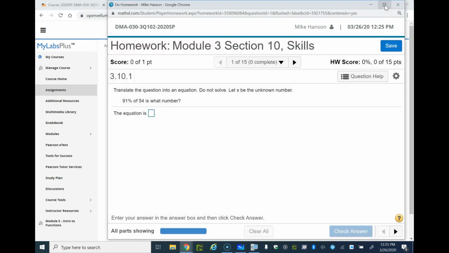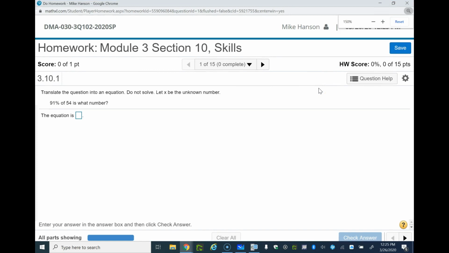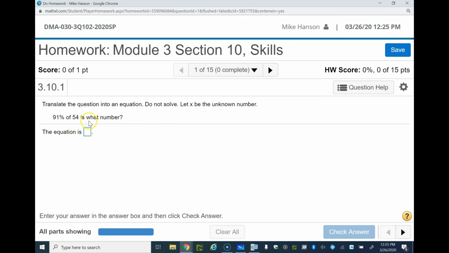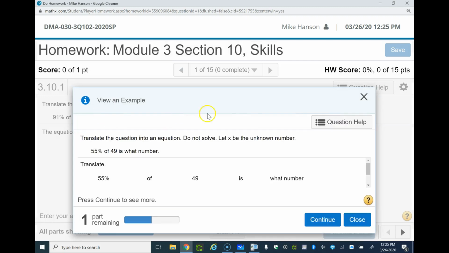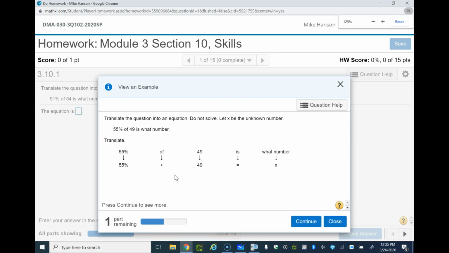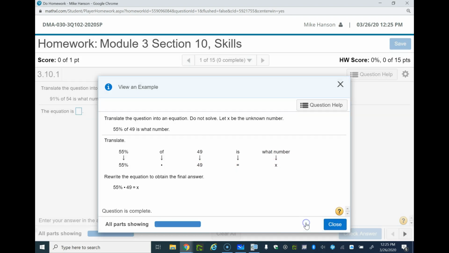In section 10, for the first 3 problems, they want you to get an understanding of how to translate a sentence into an equation. Basically, if you write the sentence out and draw little arrows, the 55% stays as is, the word of changes to a multiplication sign, 49 stays as is, and the word is changes to an equal sign. Anytime you see what number, that means the variable x. That's the unknown we're looking for. So this is what they're asking for in the first 3 questions when it says translate.